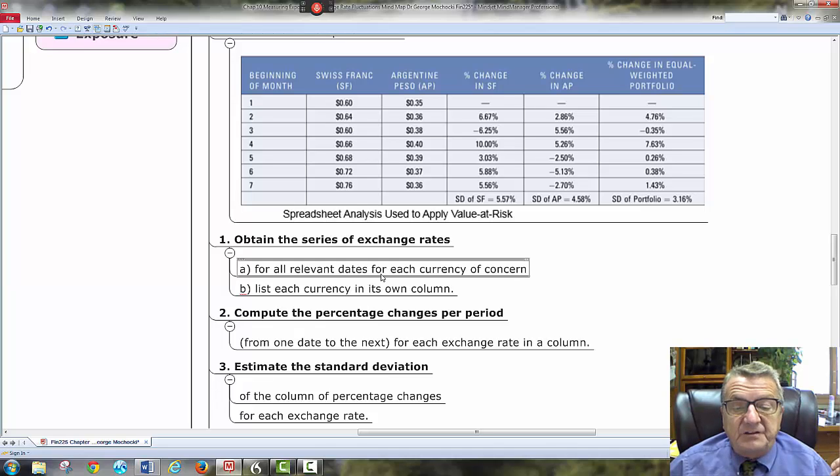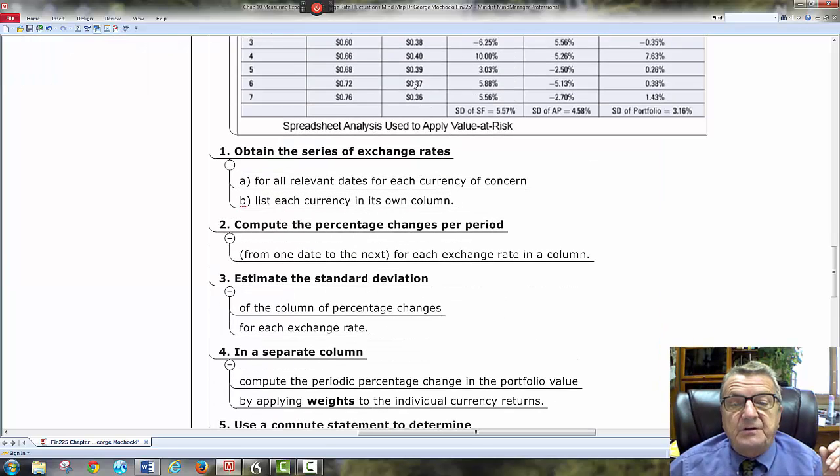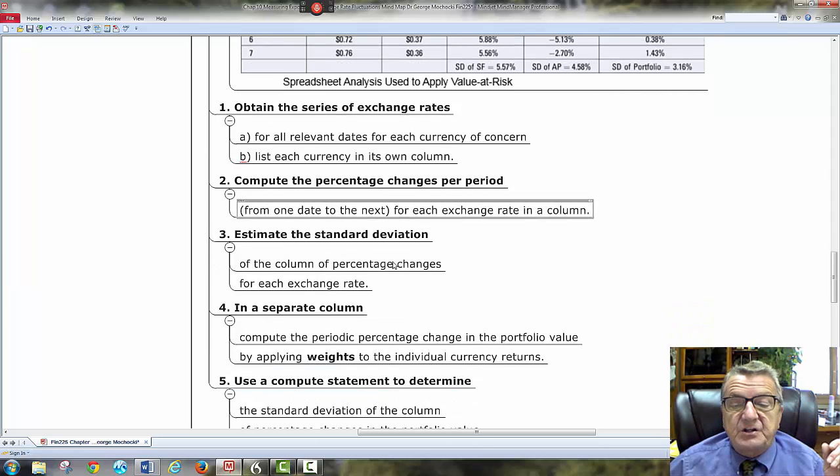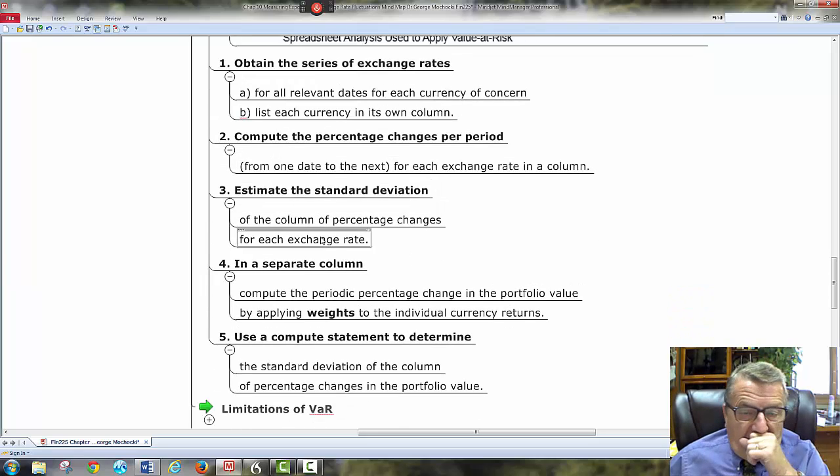For all relevant dates for each currency concerned, list the currency in its own column. No problem. Okay, compute the percentage rates over the period. We've done that, from one date to the next for each exchange rate in the column. That's been done here. Okay, next step.